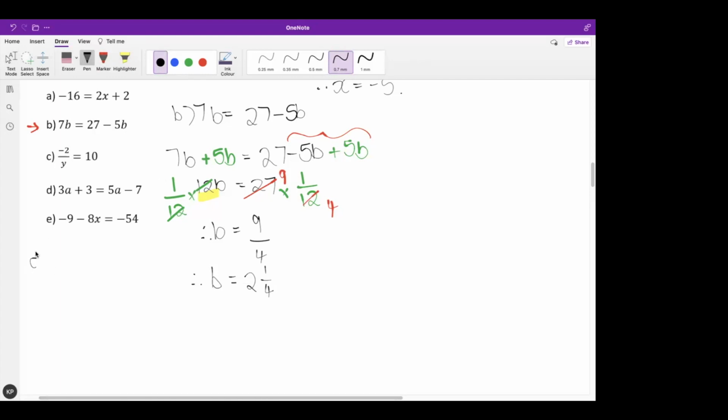Let's look at C. This time, my variable is in the denominator, which is a problem for us. We want our variables to be in the numerator. So how am I going to move that variable to the numerator? We're still doing reciprocals. Does anyone have an idea? I need to multiply by something on both sides to move that variable to be in the numerator.